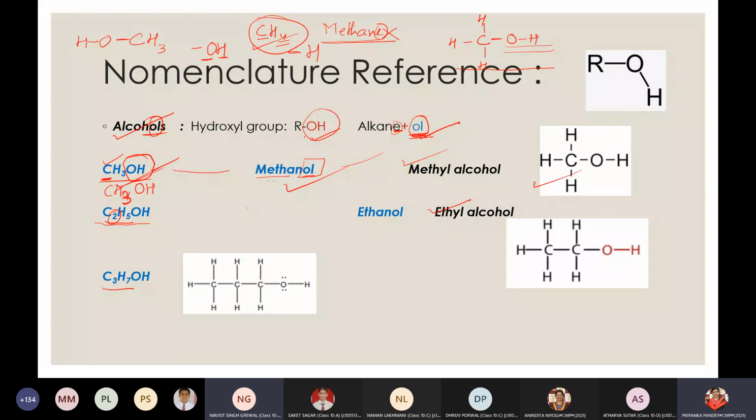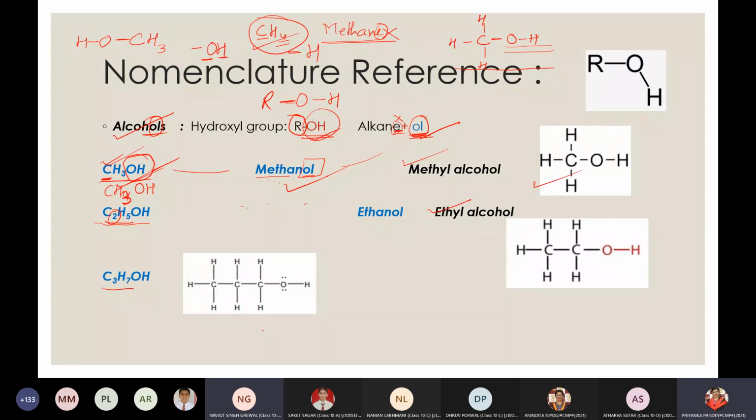Single bond O, single bond H. Here also it is free to form one bond, and the methyl group also is free to form one bond, and that is why they join together. Here this R represents the alkyl group. Okay, how to name them? We write the name of the alkane, like if it is one carbon atom, methane, and the E is removed, and we add OL, like methanol, ethanol, propanol, butanol, and pentanol.